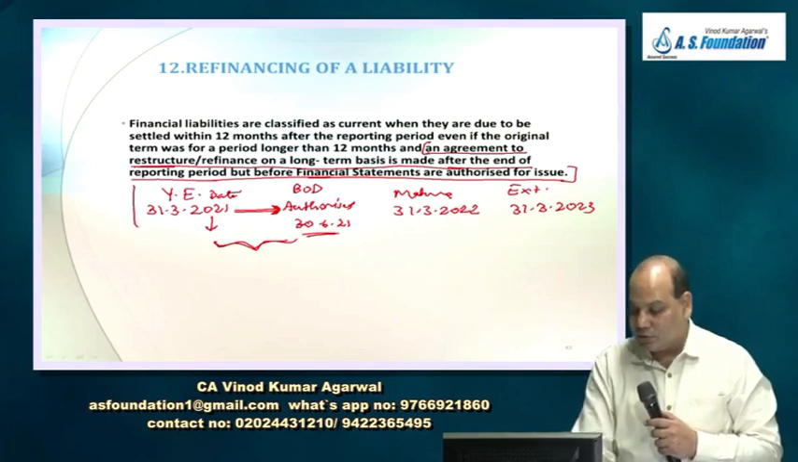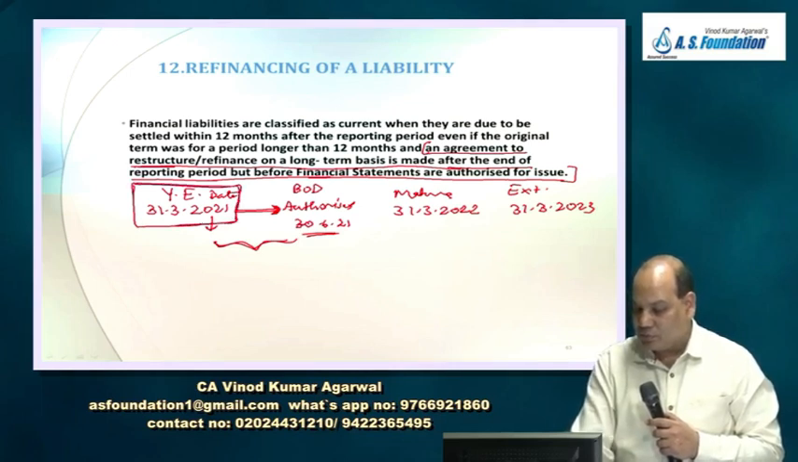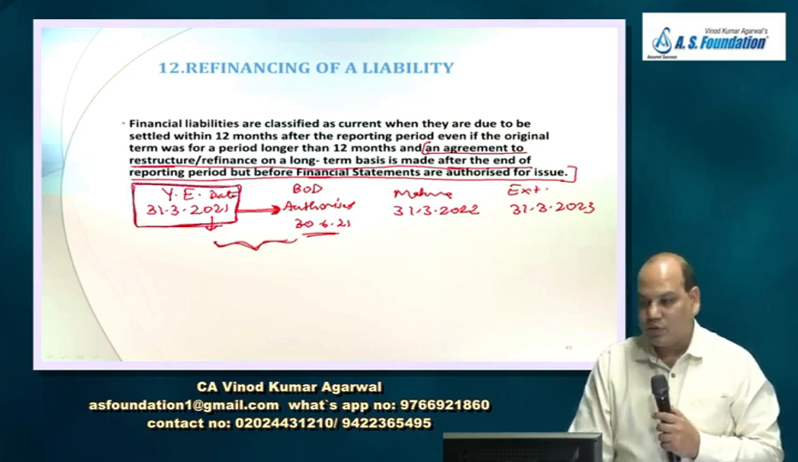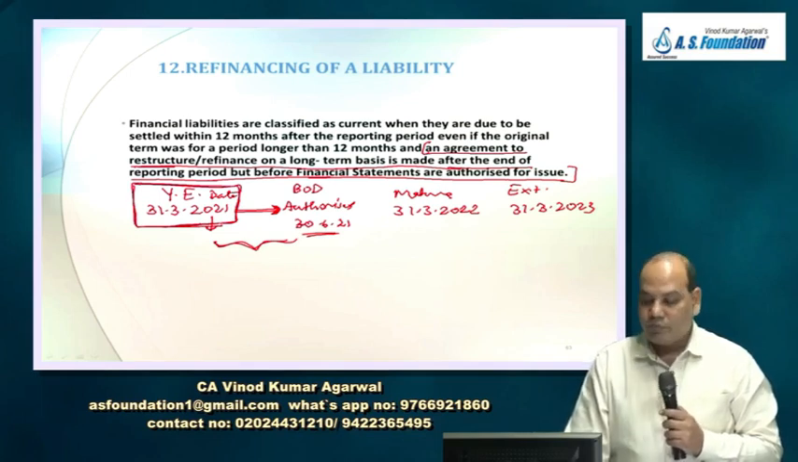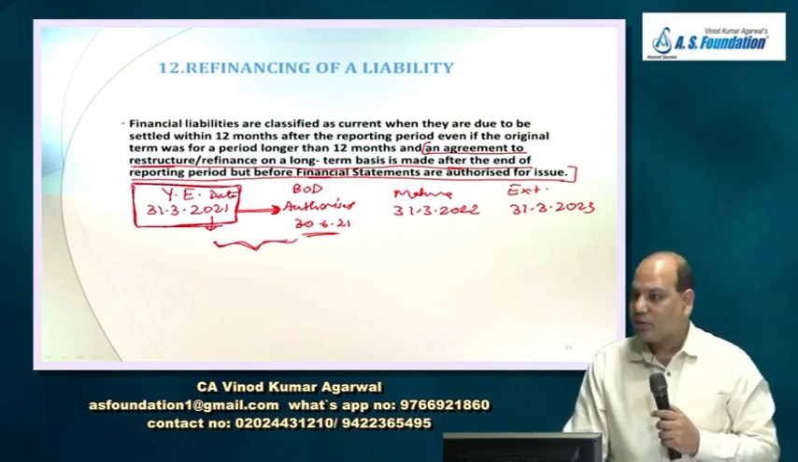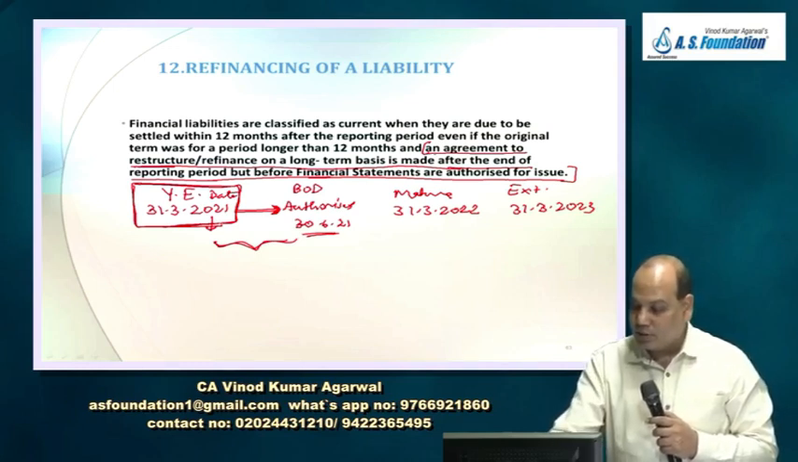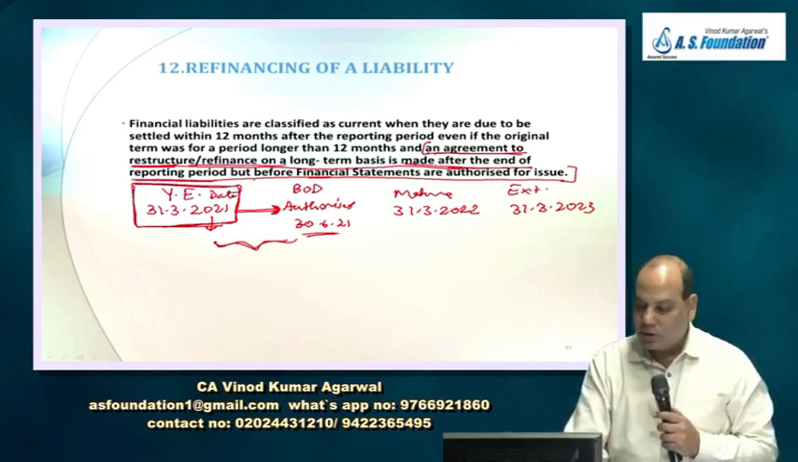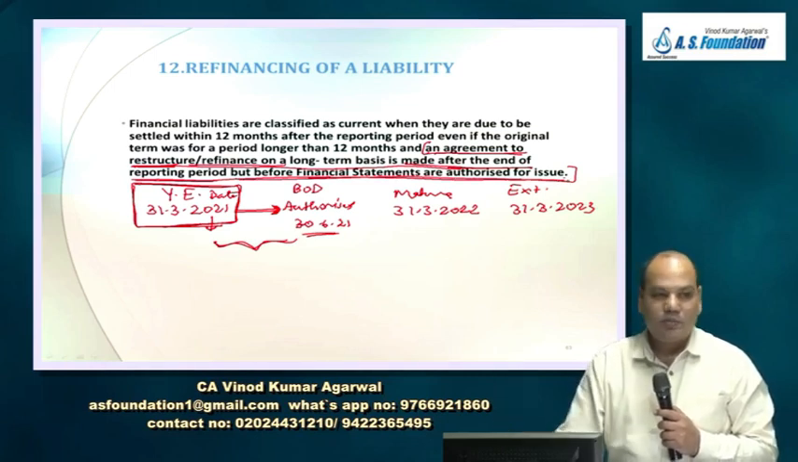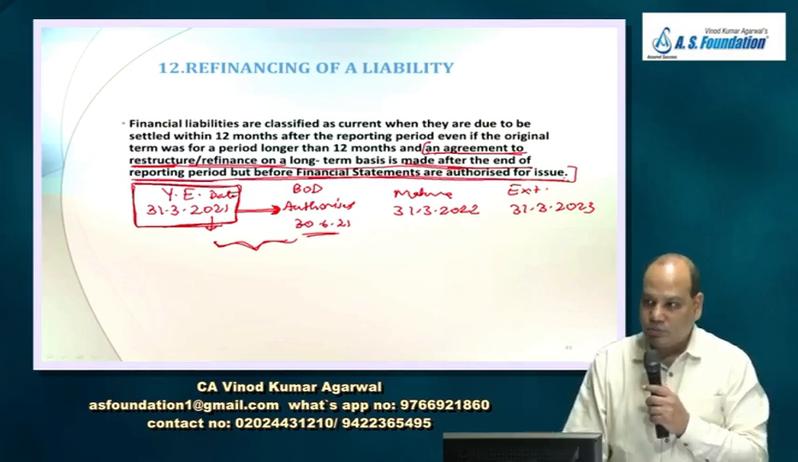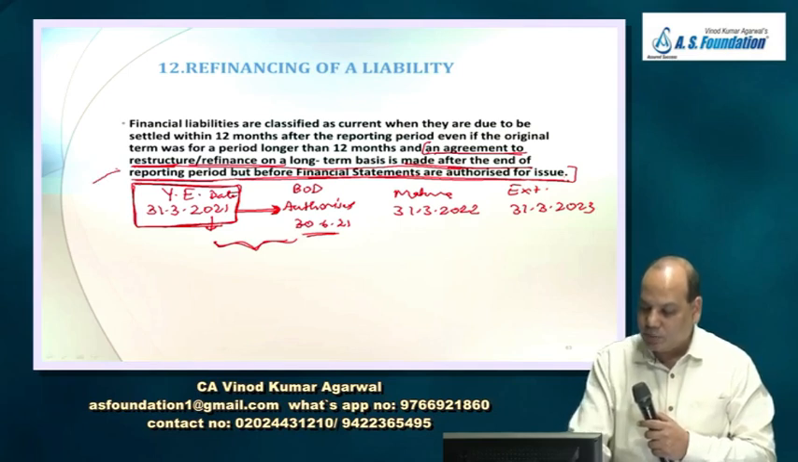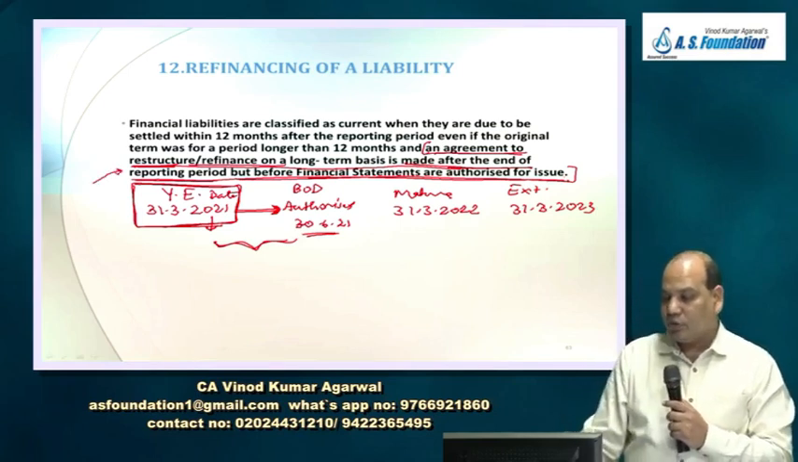The question arises, what would be the presentation of this loan in the balance sheet, in the SOFP? So it will be treated as current only. It will be treated as current only because this agreement to restructure or refinance took place after the end of the reporting period, but before the financial statements are authorized for issue. So this is a specific requirement given in the standard.